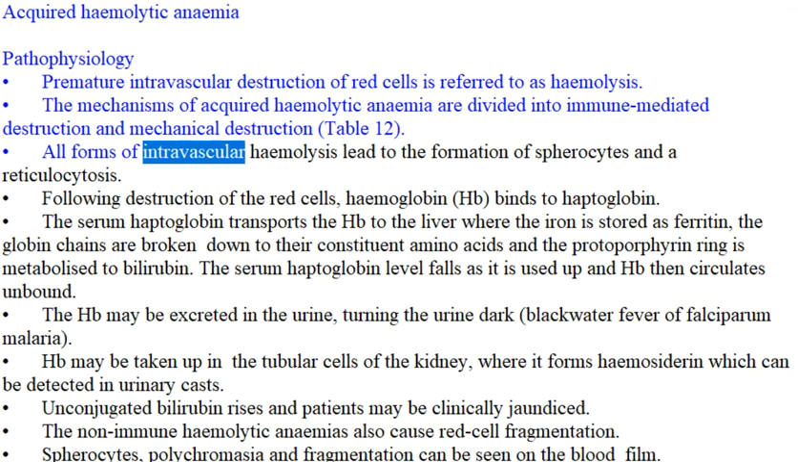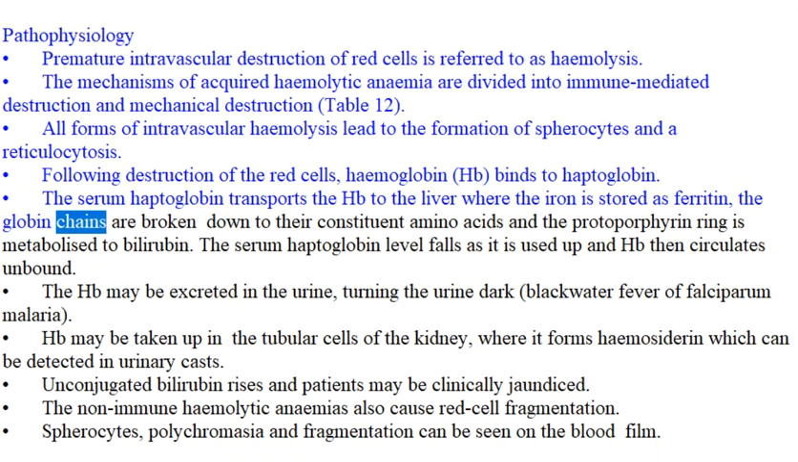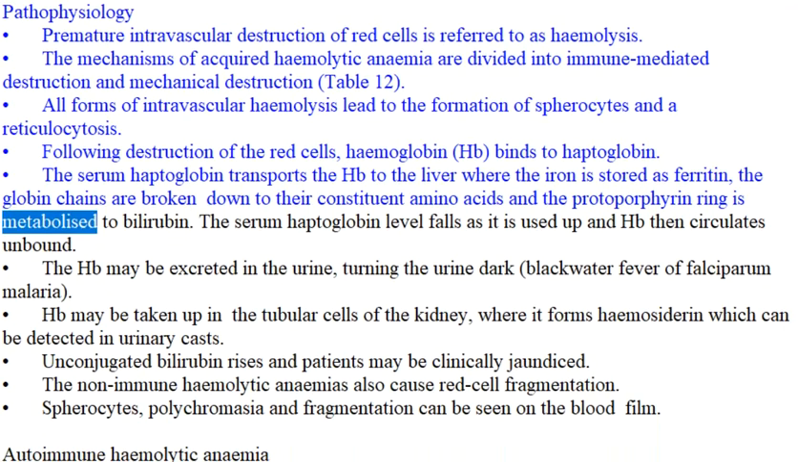All forms of intravascular hemolysis lead to the formation of spherocytes and a reticulocytosis. Following destruction of the red cells, hemoglobin, Hb, binds to haptoglobin. The serum haptoglobin transports the Hb to the liver where the iron is stored as ferritin. The globin chains are broken down to their constituent amino acids and the protoporphyrin ring is metabolized to bilirubin. The serum haptoglobin level falls as it is used up and Hb then circulates unbound.